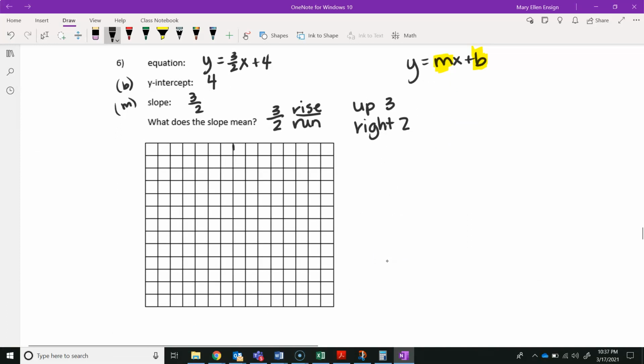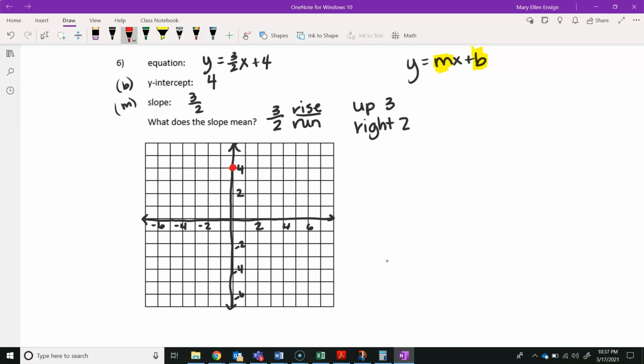So I'm going to draw in my axes here, and then I will number them, a couple in each direction at least, so I know what I'm counting by. I'm going to count by ones. So 2, 4, 6. Okay, so I start out with a y-intercept. That's my first point. It's positive 4, so it goes at positive 4 on the y-axis.